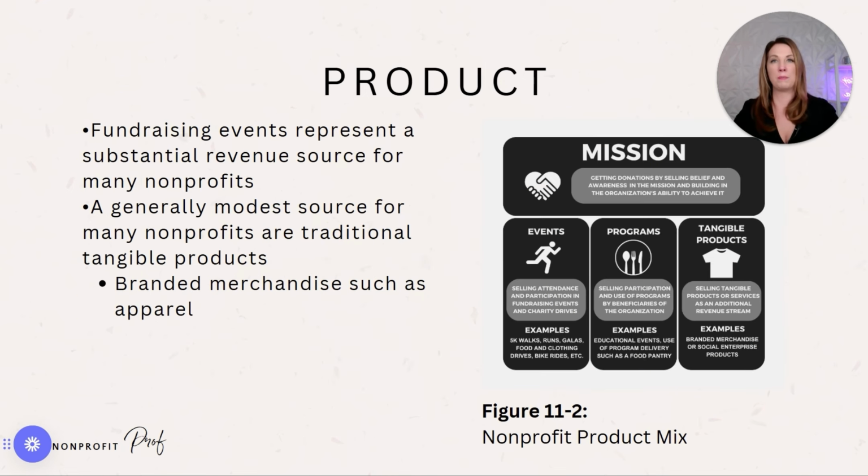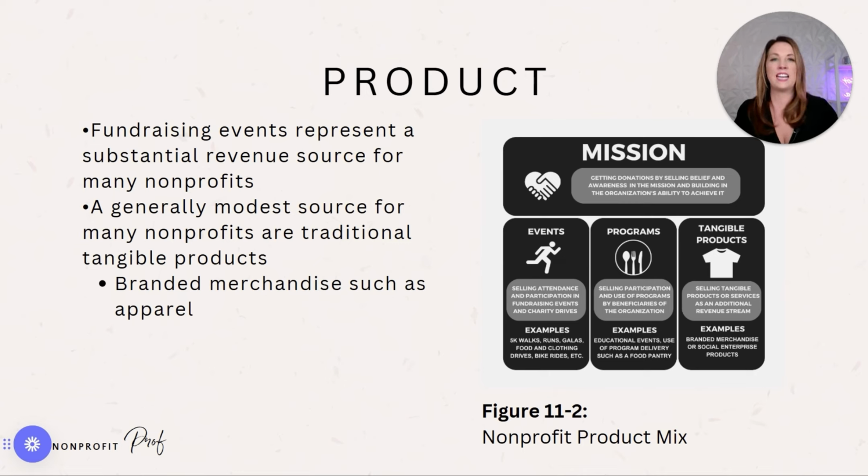Now remember, our primary product, that overarching most important thing that we're selling in nonprofits, is the mission. So what we're trying to do is to do that development work to get donations by selling belief and hope that if you support this organization with your hard-earned money, we will achieve our mission. And we also have to convince people that our mission matters, that it's important. But sometimes it's not as easy as just saying, here's our mission, it's a great cause, please donate. So a lot of nonprofits diversify into this product mix and they offer secondary products. These secondary products that complement the mission, and they're still related to that mission, are events, programs, and tangible products.